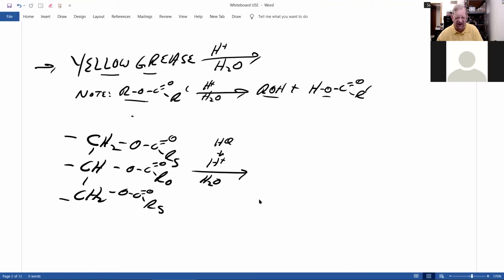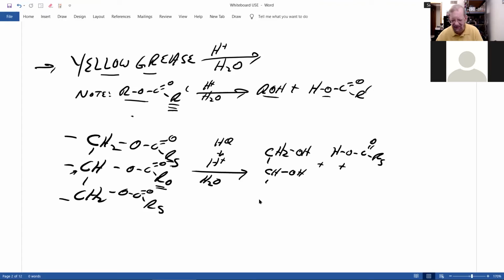The first ester, my R group, is this, so I'll get this alcohol, but it's bonded to something else. Remember, you do not break carbon-carbon single bonds. Then my R prime is R sub S, so I'll get stearic acid. And in this problem I ask, give all the organic products. The second R group of the second ester is this, so I'll get this alcohol. And the R prime here from this general reaction is R sub O.